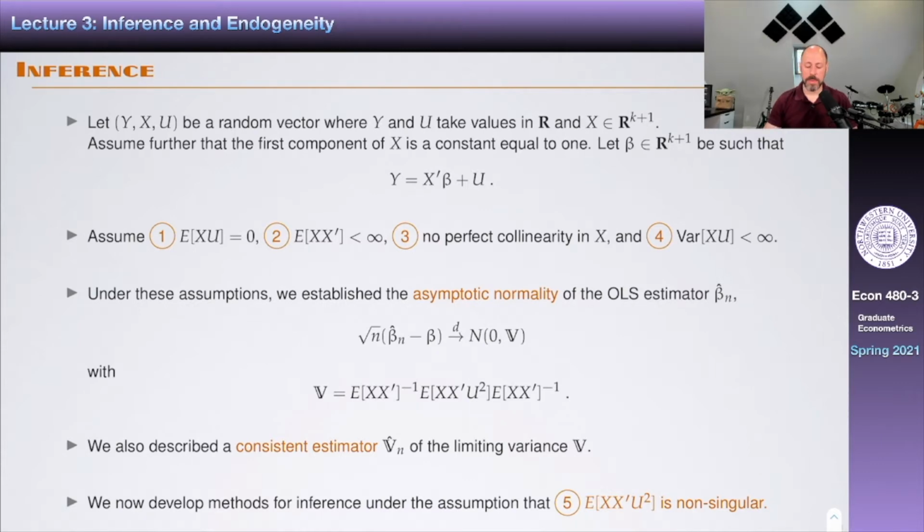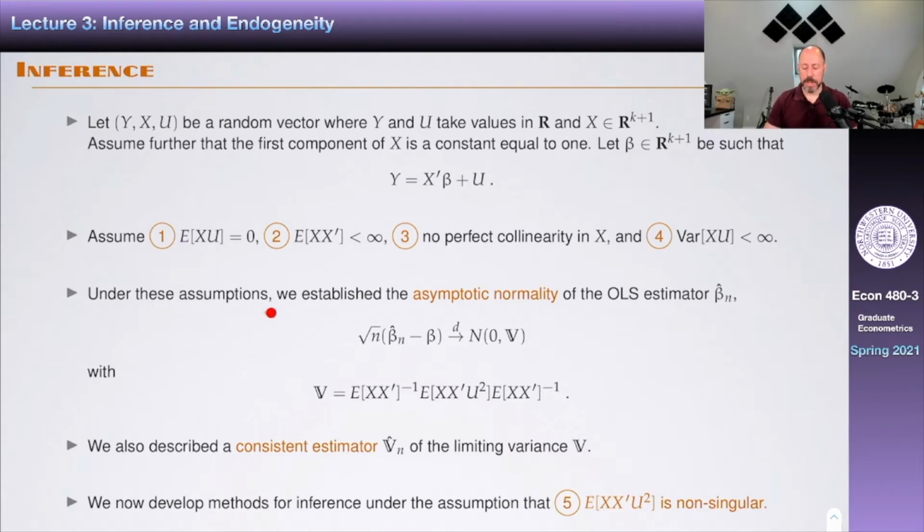Here's the first one: the expected value of x u is 0. The second one, the expected value of x x prime is finite. In other words, x has finite second moments. And then the third one, that there is no perfect collinearity in x, which essentially gave us that this matrix over here is invertible. And then the last one was that the variance of x u is finite. And we needed that because that was the object that appeared in our applications of the central limit theorem.